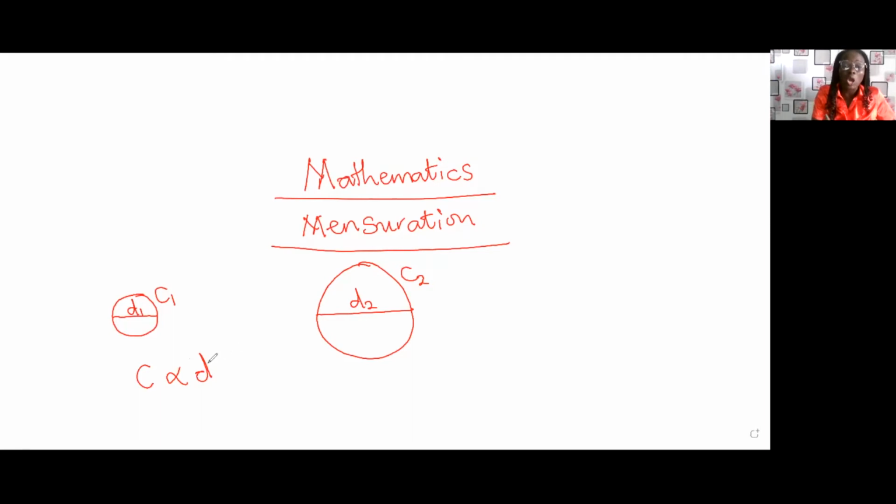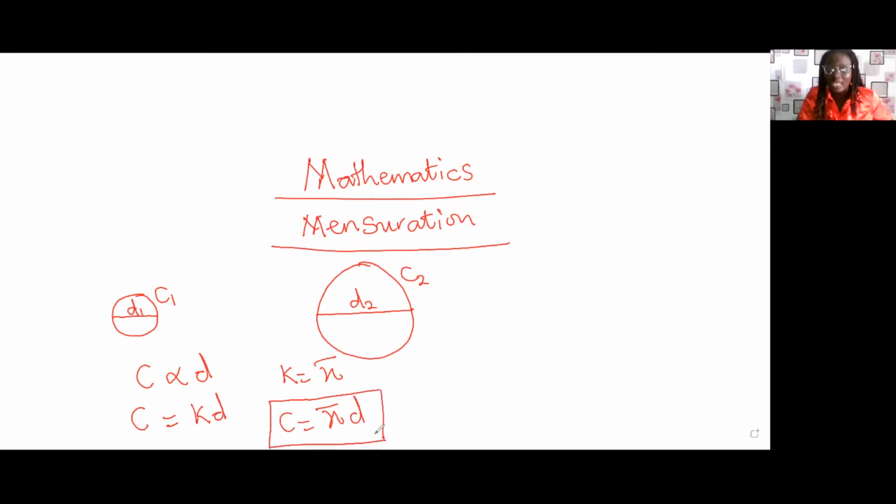So introducing our constant K, we are going to have C is equal to KD. I know that in mathematics, the only constant is pi. So we have K to be pi. So substituting this into this equation, we are going to have C is equal to pi D. This is a formula to use when we are dealing with the circumference of a circle, when diameter is given.